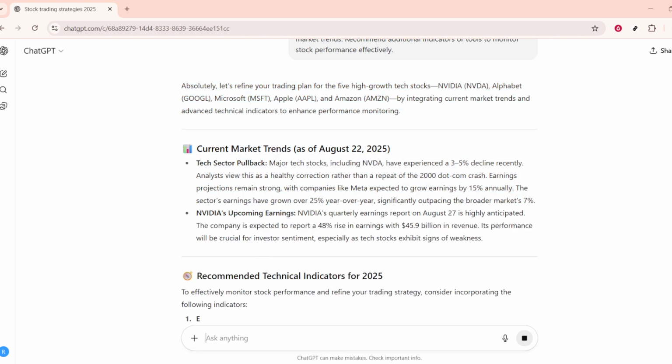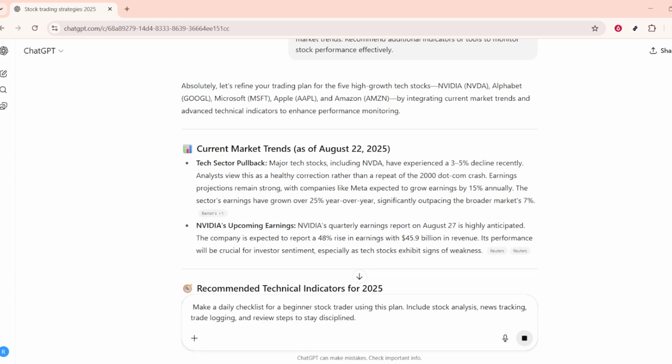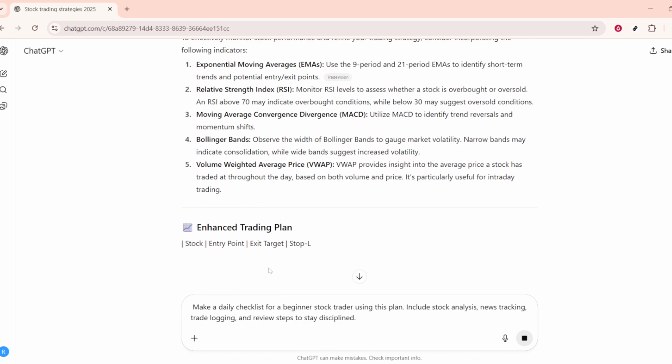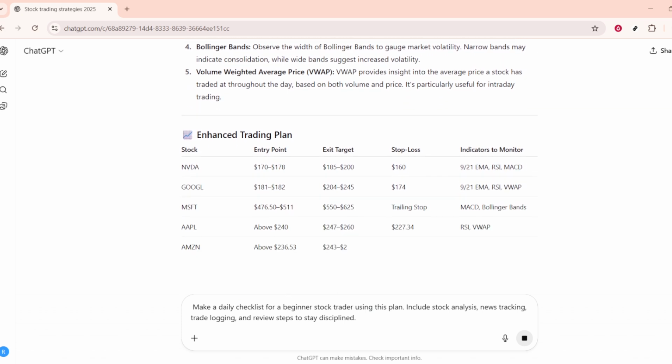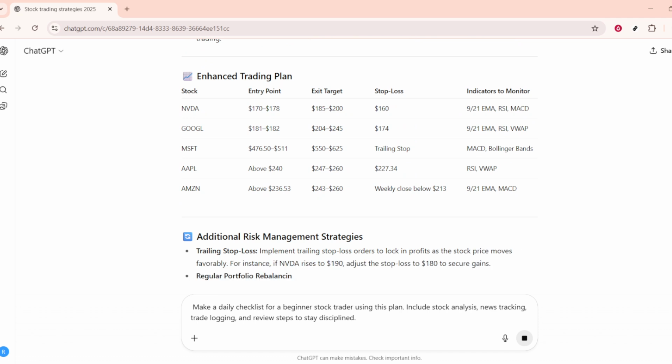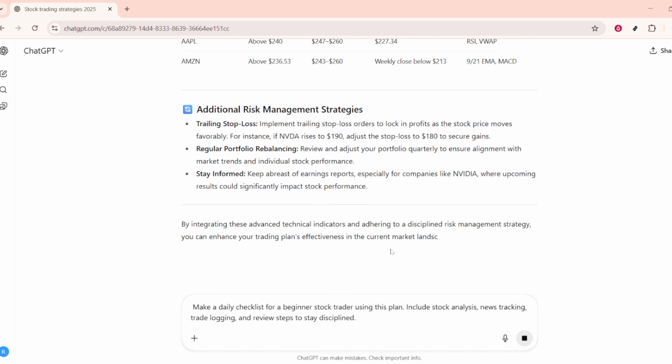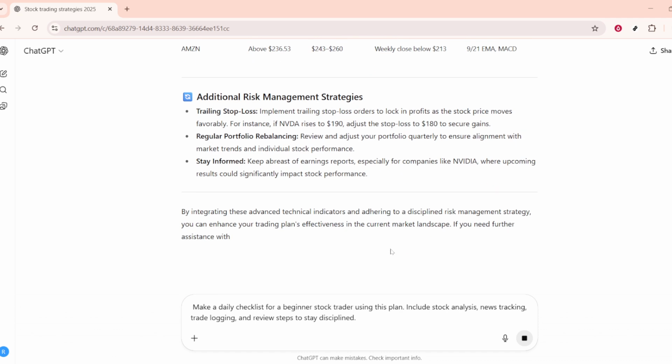Now, let's create a daily trading checklist that will keep you organized and disciplined. Ask ChatGPT to tailor a daily routine for you, incorporating essential steps like stock analysis, news tracking, trade logging, and periodic reviews. This checklist will be your guide, helping you to maintain focus and rigor in your trading activities.